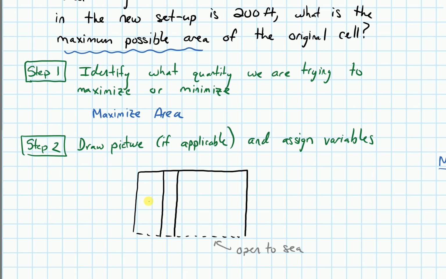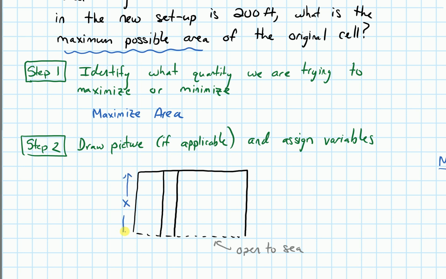So not exactly an equal division of the space, but they don't necessarily have to be equally spaced. The problem didn't say that at all. So it's typically good if I don't assume that in my picture. Okay, so I have this picture, and then it says assign variables. So it might be helpful to assign a length to this side, for example.